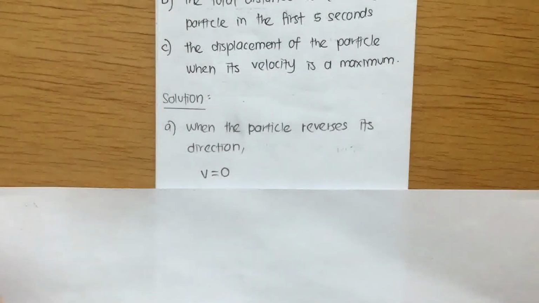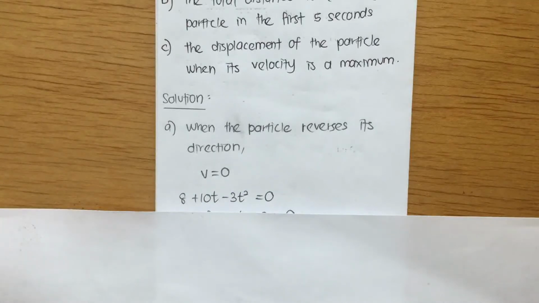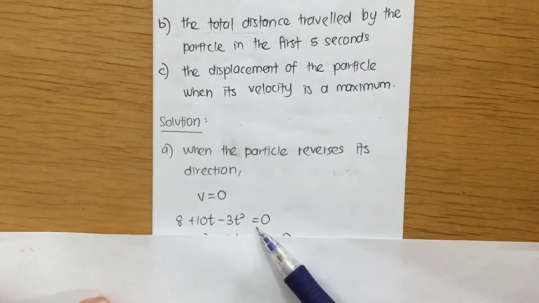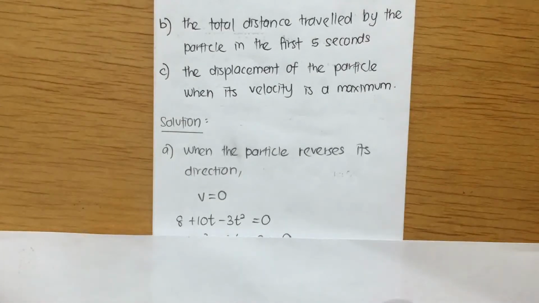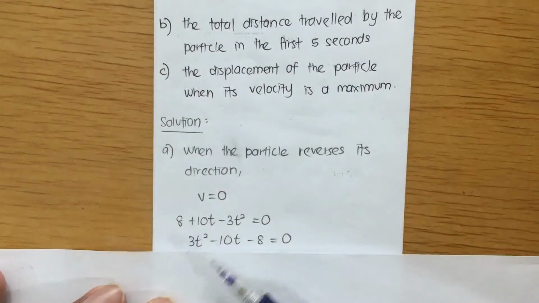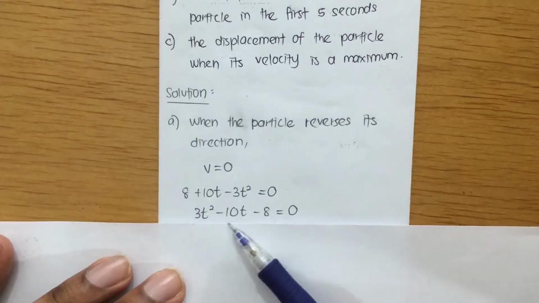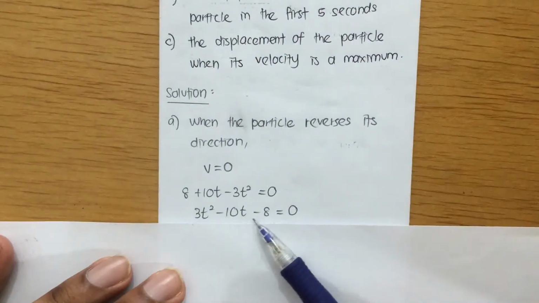Continue the discussion. In the question they have already given v equals 8 plus 10t minus 3t square. So you write the equation over here and you equate it to 0. Proceed to the next step. In this case, you move all the left hand side to the right hand side. Why is that so? Because your t square coefficient is negative, so you need to change it to a positive so that it will be easier for us to calculate our quadratic equation. So you have already formed the quadratic equation: 3t square minus 10t minus 8 equals 0.